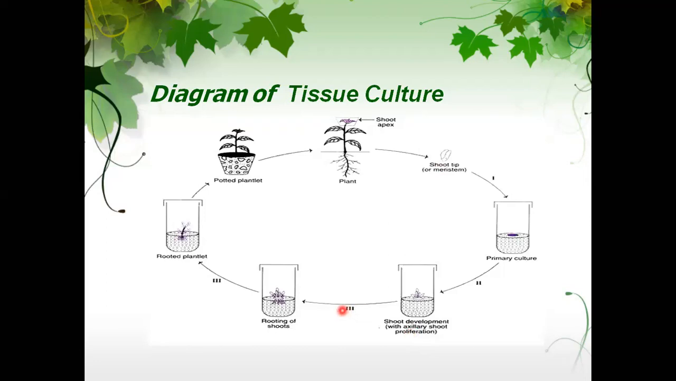Then that tissue will proliferate, meaning increase in number, and will develop into shoot development. After shoot development, the rooting system will start, then rooting of the shoots. Then this rooted plantlet will develop here. Again this plant we have to pot, and this will be the potted plant developed here. So this is a very important technique for micropropagation.